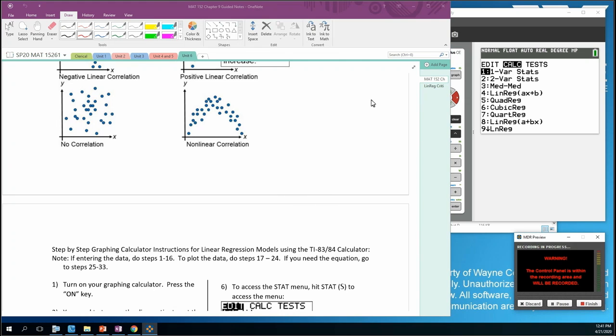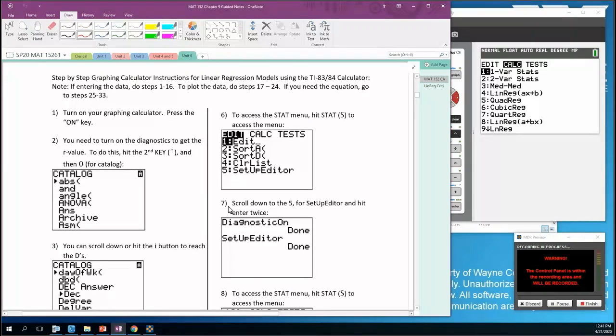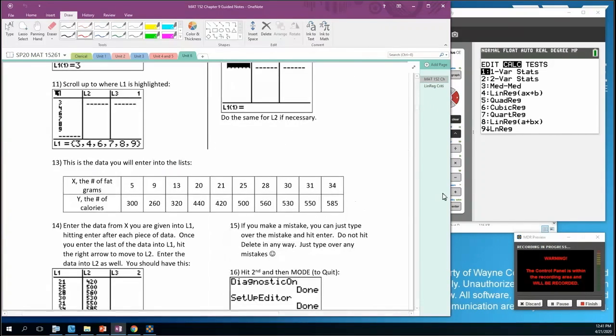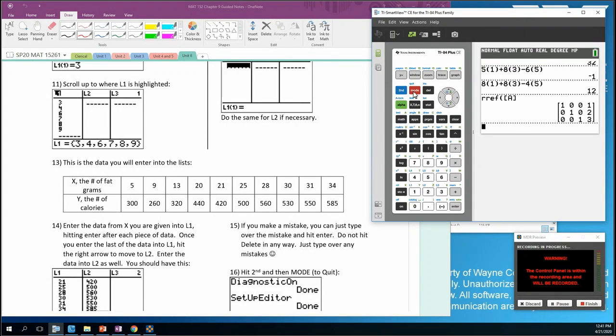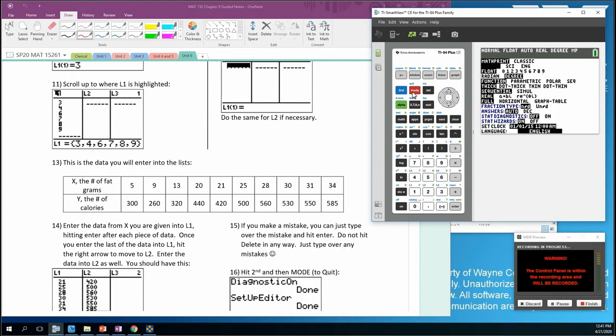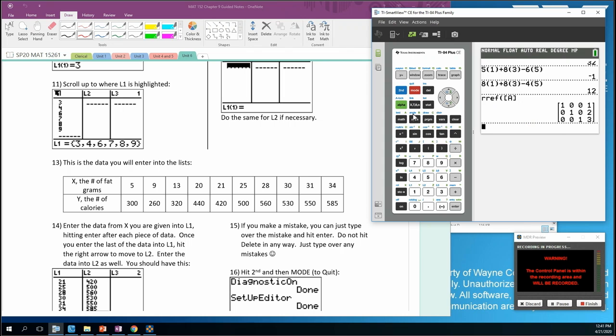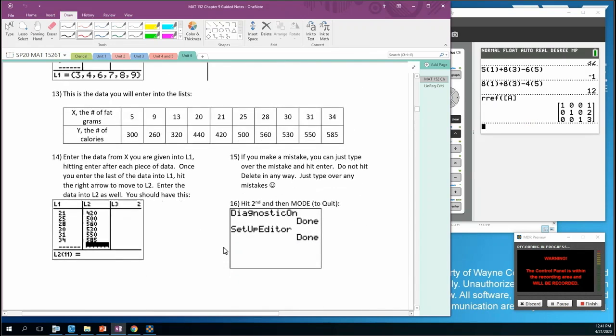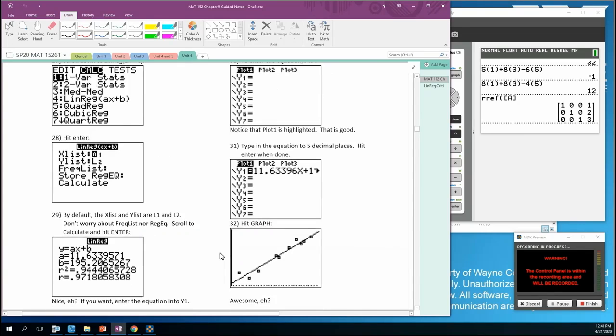This part here tells you how to enter all of the data in your calculator, as well as how to do all the linear correlation and regression work. So make sure you read through this. One thing I'm going to do is go to mode, go down to stat diagnostics, and make sure that is turned on. This is the data that's in the list, and this all shows you how to do that.